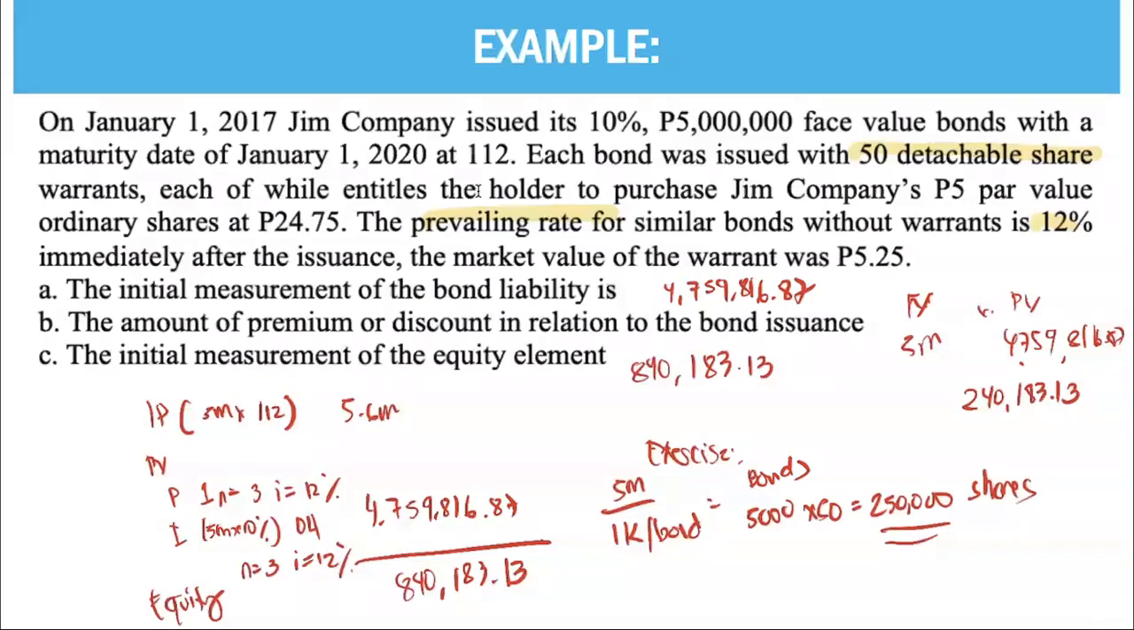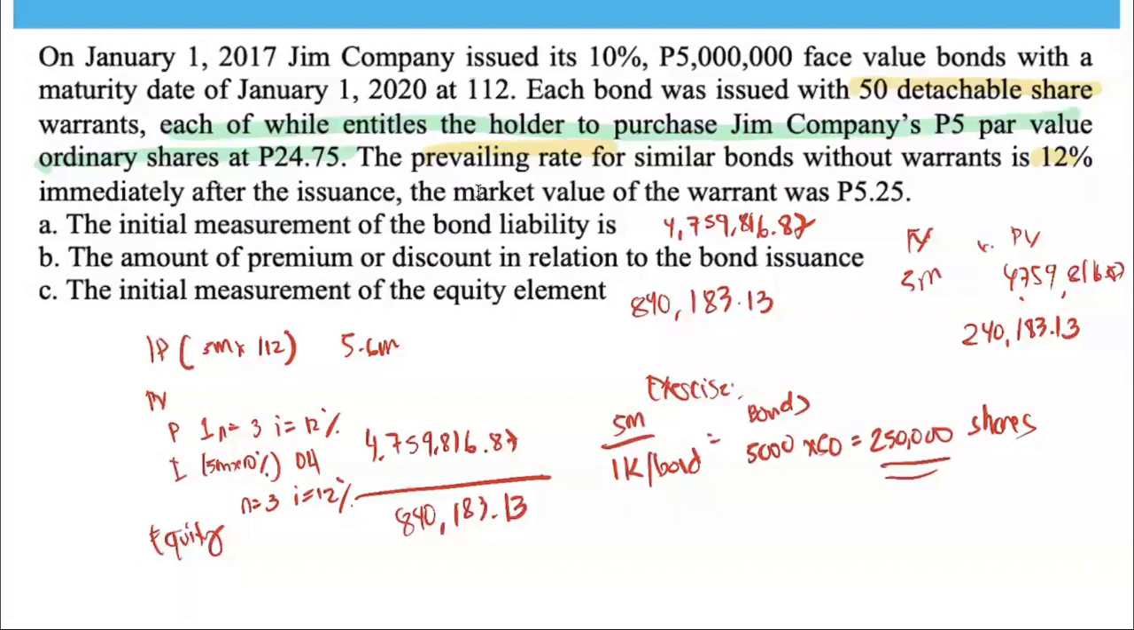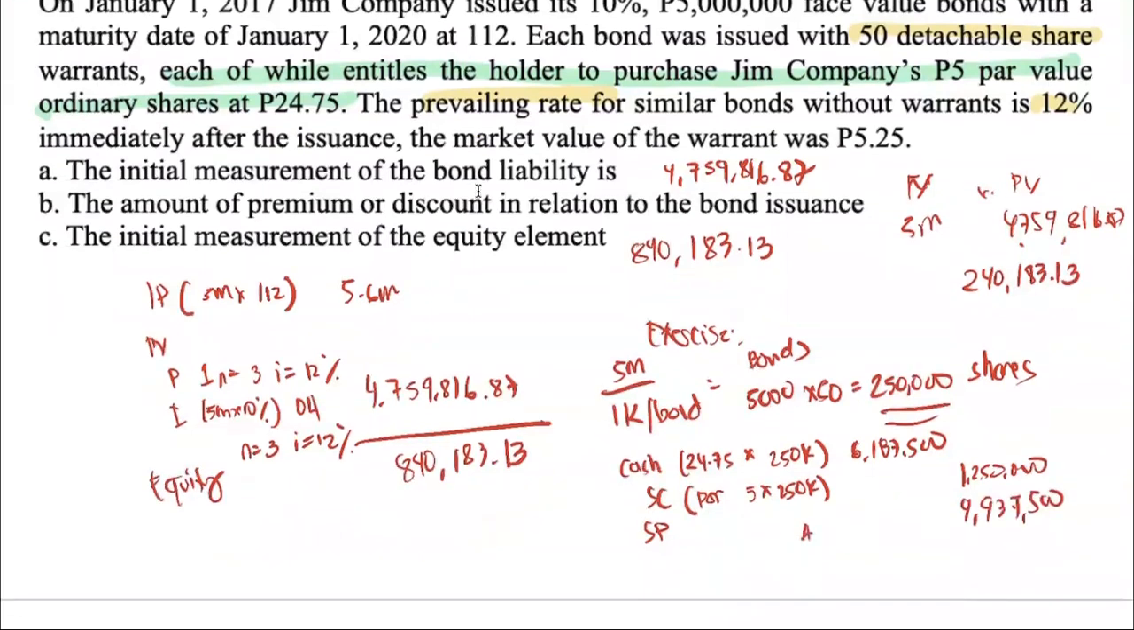If it is exercised, remember, we get the exercise price. What is the exercise price? Each warrant entitles the purchase of Jim Company's 5 par value ordinary shares for 24.75. So we will now recognize cash, 24.75 times 250,000 shares, which is 6,187,500. The share capital should always be recorded at par. So that is 5 par value times 250,000 shares, 1,250,000. Whatever is left is share premium. So 6,187,500 less 1,250,000, we have 4,937,500. So that is the first that we will do.